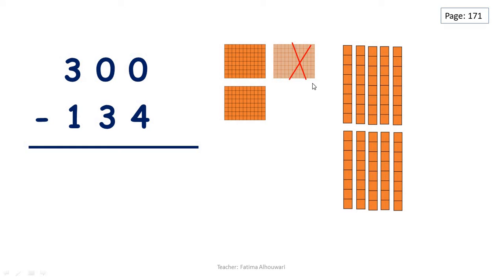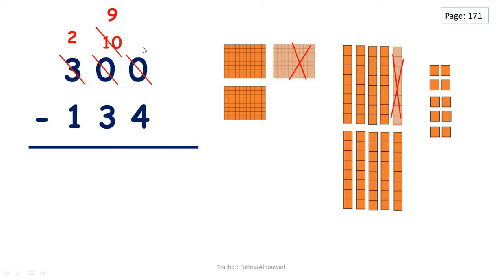So we will regroup 100 as 10 tens, like this. So this 3 is gonna be 2 and this 0 is gonna be 10. So now we have 10 tens. Now we can regroup 10 tens as 10 ones, like this. This 10 is gonna be 9 and this 0 is gonna be 10, like this. So now we can subtract ones.